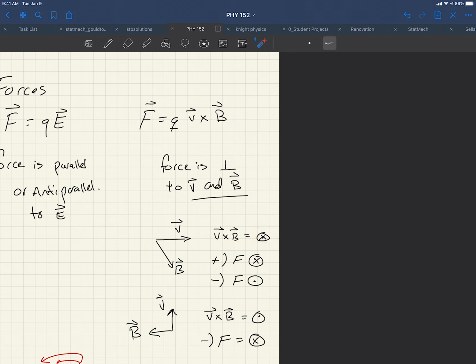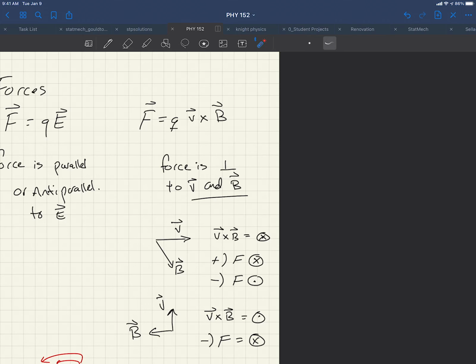So again, just to do that, we put your four fingers in the direction of V, and you turn your fingers towards the B vector, right? So your hand's pointing this way, and then you curl your hand towards B, and that makes your thumb point straight down. So what we then say is V cross B is into the page, and then this Q plays the same role that it did in electric fields.